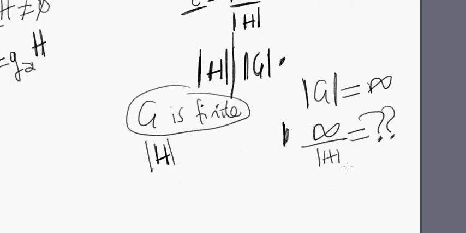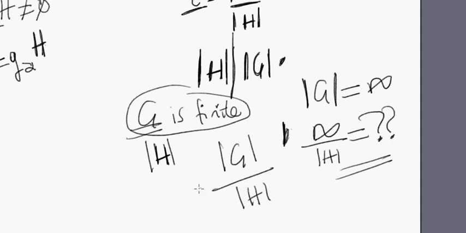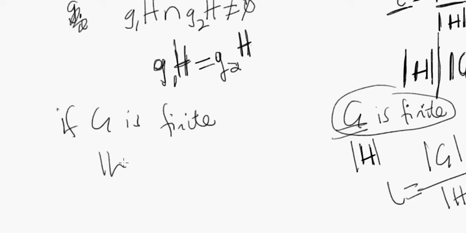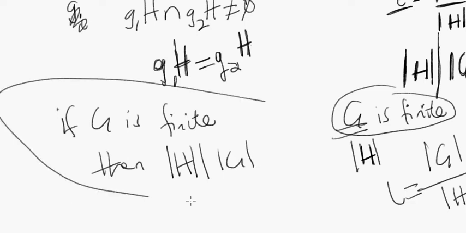But given that G is finite, well, cardinality of G is some number, cardinality of H is some number because they're finite, their division makes sense, and we're saying if they're finite, then this always equals some L, some natural number. So we've really just established that if G is finite, then cardinality of H divides cardinality of G. Right? This is Lagrange's theorem. A really deep result that turns out to actually be very useful in calculation and in just understanding groups.